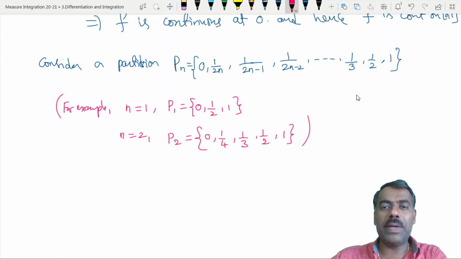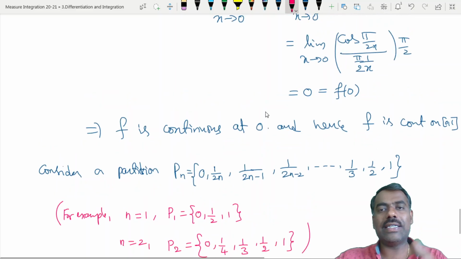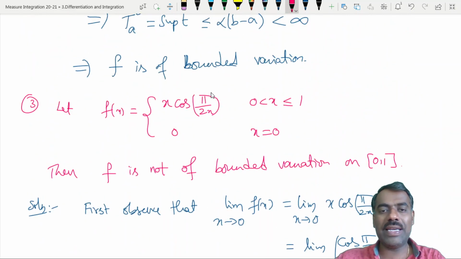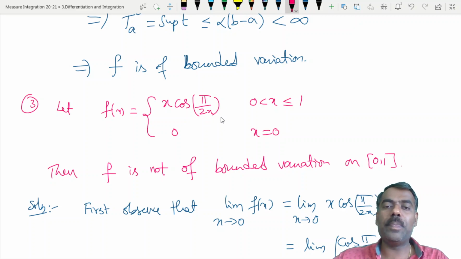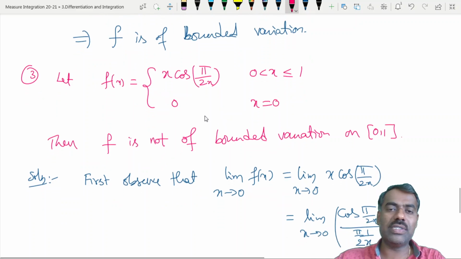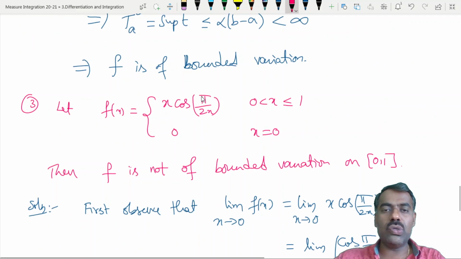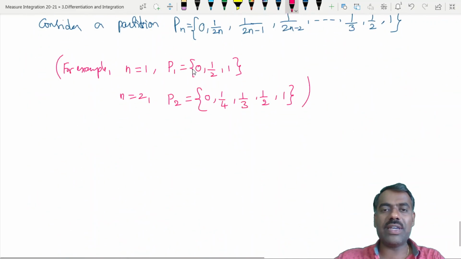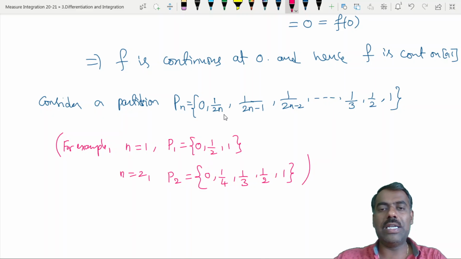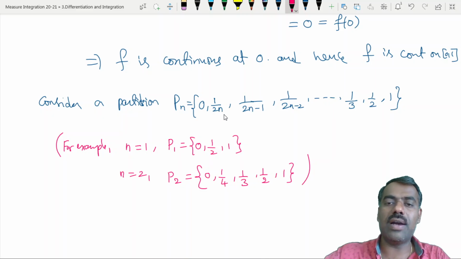We are taking some particular suitable partition so that when you apply it to this function, and substitute those points, you get just cos n pi or cos n pi by 2, like that. Because here 2 times x is there, because of that we are taking multiples of 2, and so on.